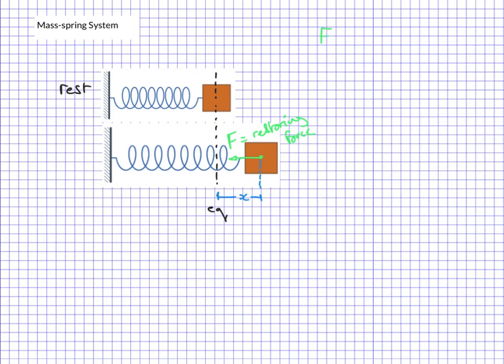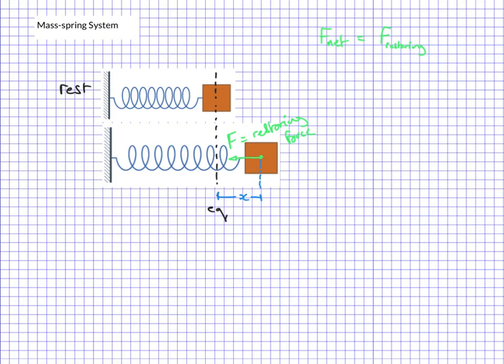I'm going to be talking about this restoring force. So the net force acting on the object here as it's in motion, and we can put this as a statement, hopefully you can see in green, is going to be the restoring force. Well, that's the only force acting here.